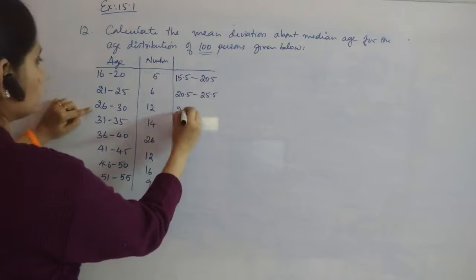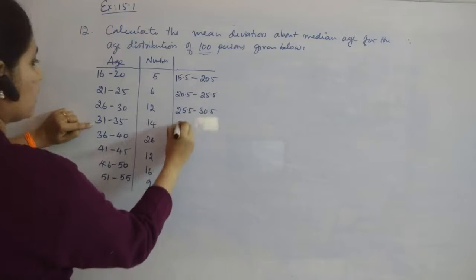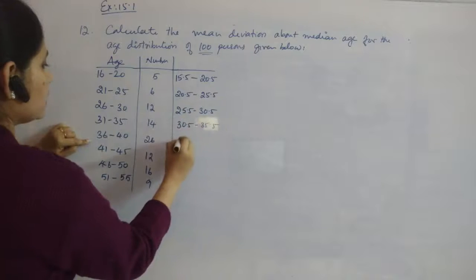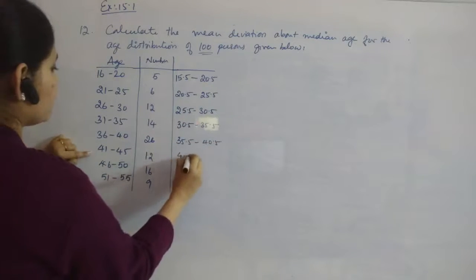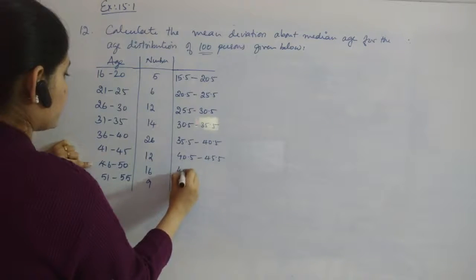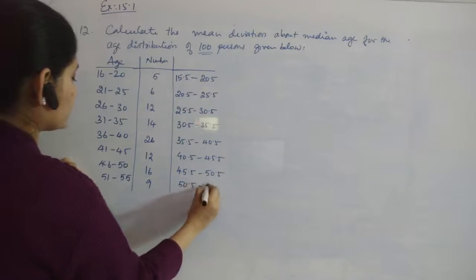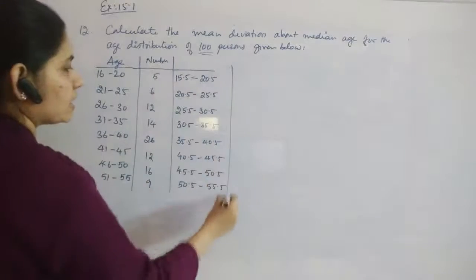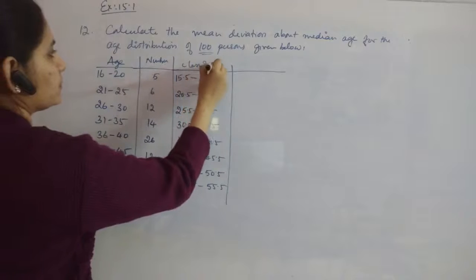Here you will have 25.5 to 30.5, then 30.5 to 35.5, 35.5 to 40.5, 40.5 to 45.5, 45.5 to 50.5, and 50.5 to 55.5. So this is the extra step here. Everything else remains the same. So this is now your class interval.